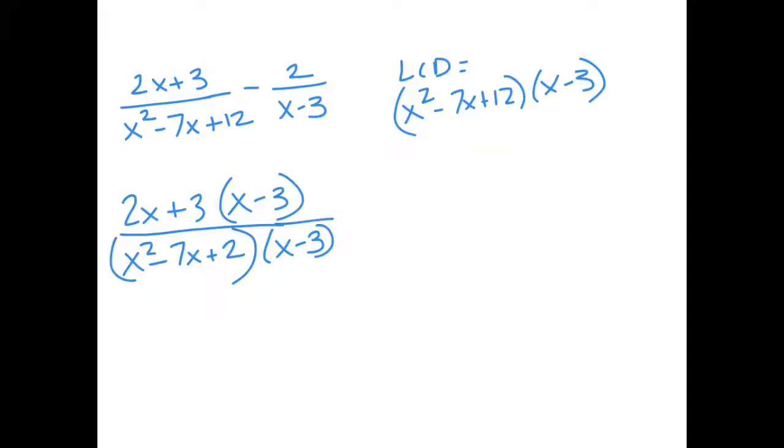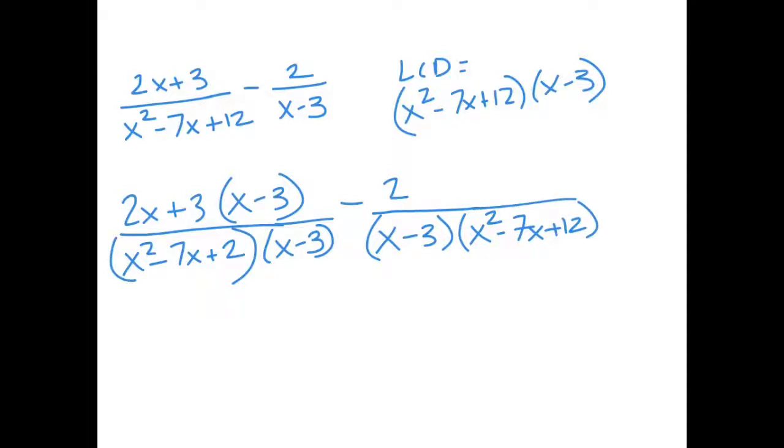We also need to do this to our other fraction. So we have 2 over x minus 3. We're going to multiply that by x squared minus 7x plus 12, so we get our common denominator. And whatever we multiply the denominator by, we also have to multiply the numerator by, so that again, if we were to cancel those two expressions out, we would be left with our original fraction, which we are.